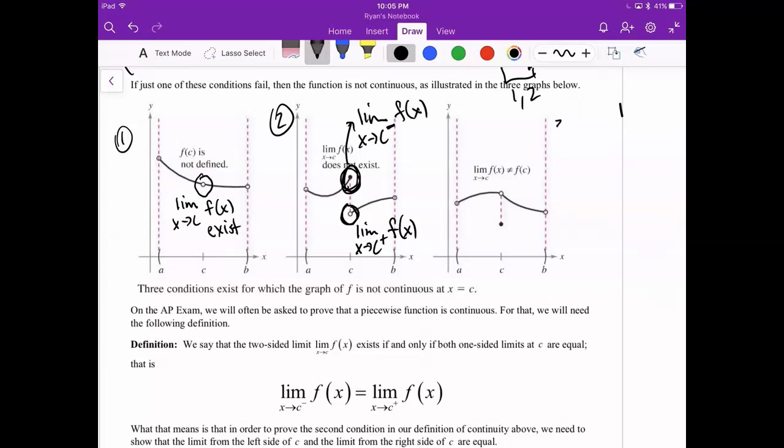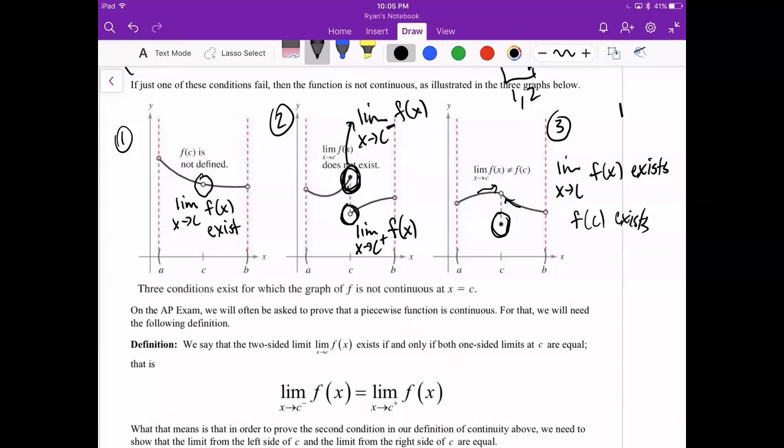In the third illustration, what if we have both of the two things that we need existent, but they don't equal each other? That's what the illustration in number 3 looks like. Notice that the two-sided limit as x approaches c of f of x exists, because the function is approaching the same y value from both sides. Notice also that f of c exists and is defined, and it's right here. But because those two things are not equal, we say that this function is not continuous.